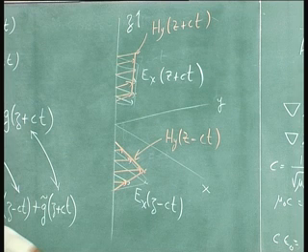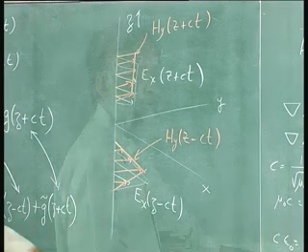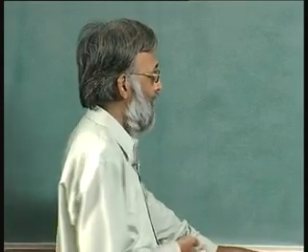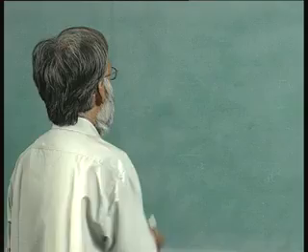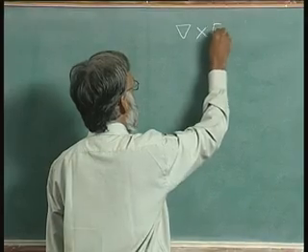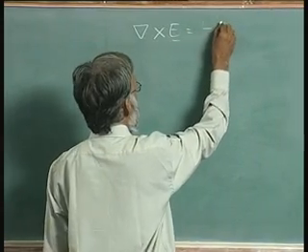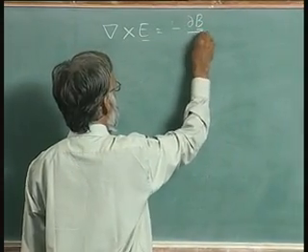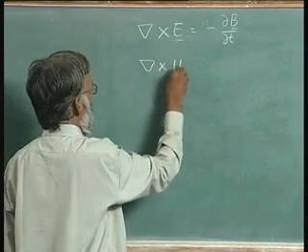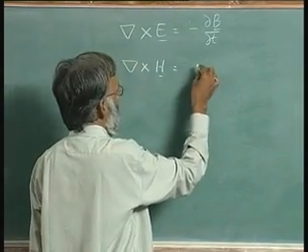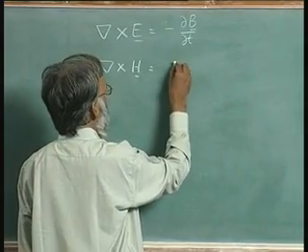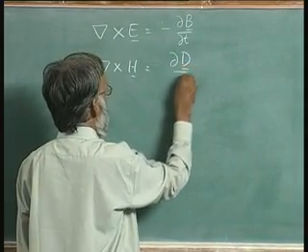Now that we have worked out the one dimensional problem, let us do a more honest job of the mathematics. We had the vector relations curl of E is equal to minus del B del T, and we had curl of H is equal to, I am ignoring currents and charges, so I do not have the J, del D del T.